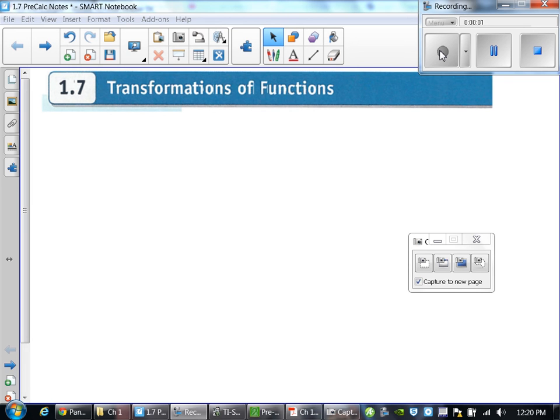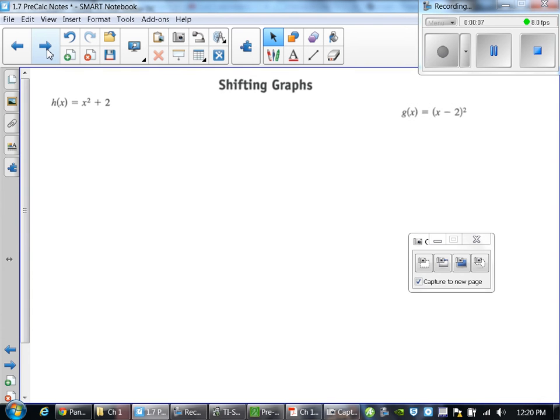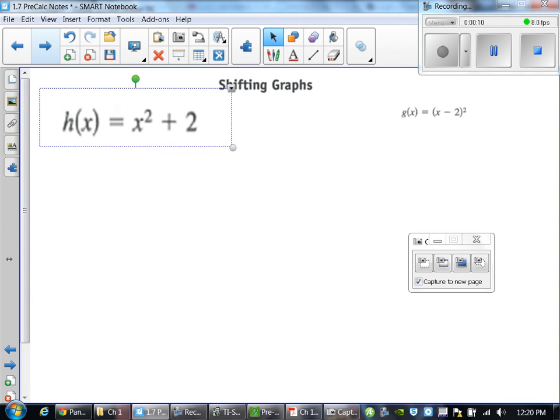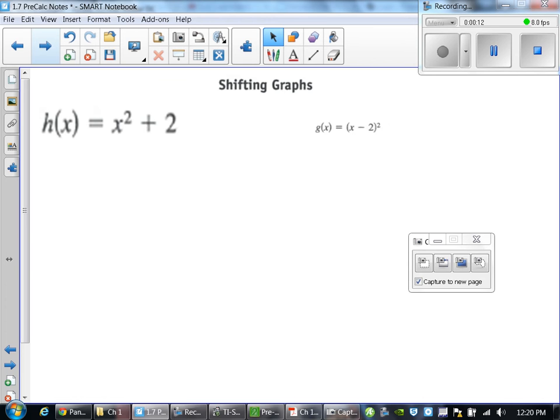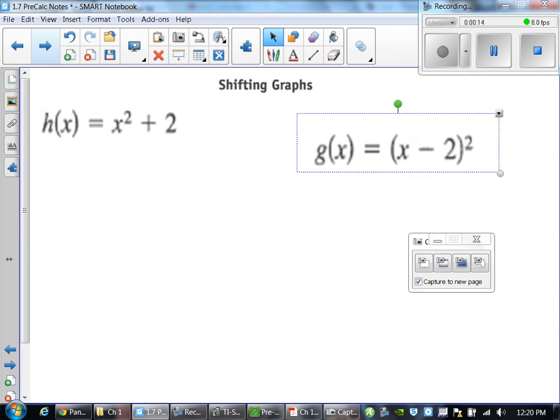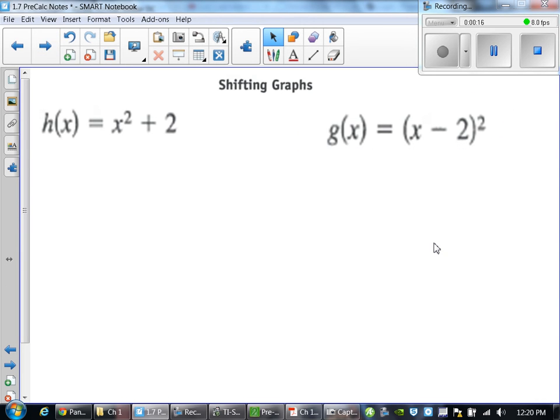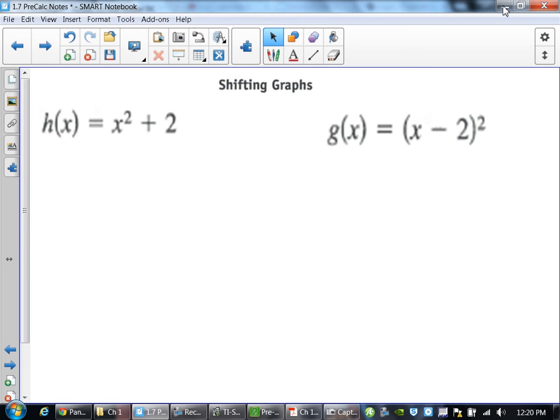Really, really basic ideas here. If I start with a graph, let's say these two: h of x is x squared plus 2, and g of x is x, the quantity x minus 2, quantity squared. What I want to do is figure out what is the parent function of either of those graphs, as well as what shift was done to them to generate the graphs.